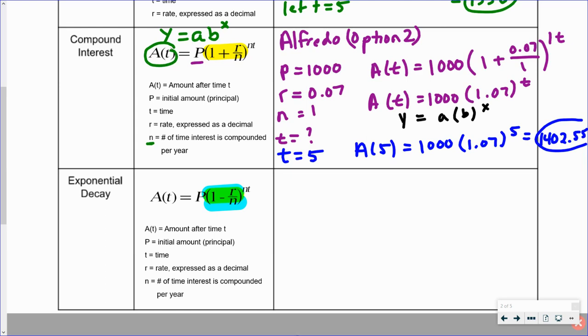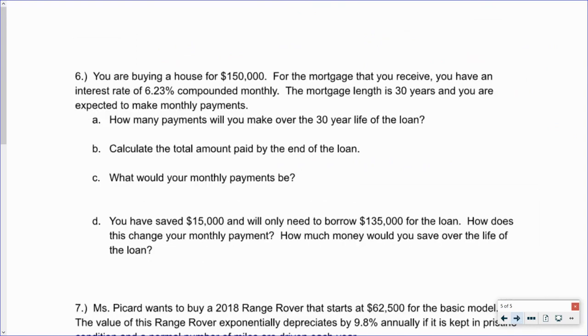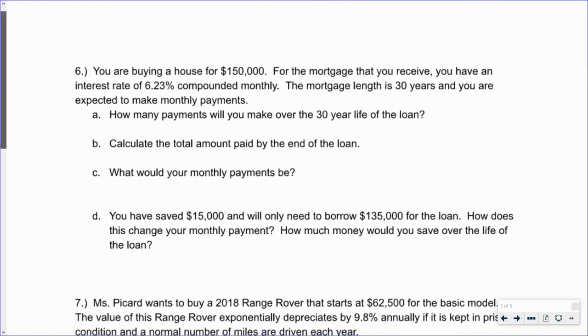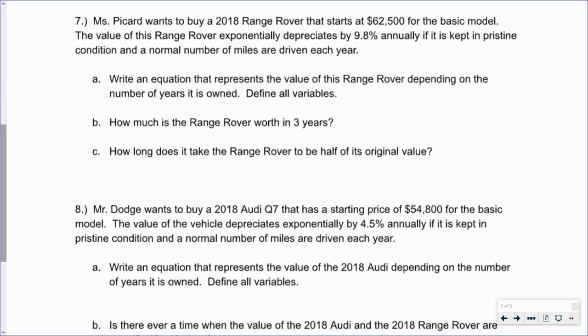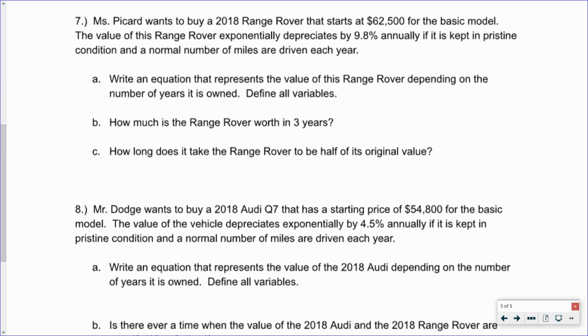So in order to demonstrate this, I'm going to move ahead in the notes to problem number 7. So I want you to locate this problem. If I'm going too fast, you can just pause the video. But we're going to look at problem number 7 as an example. And again, part of this is going to involve using Desmos. So let's try example number 7 right now. This is an example of exponential decay.